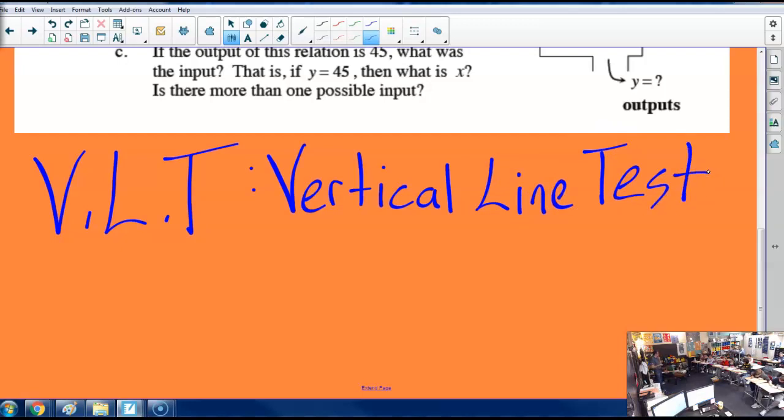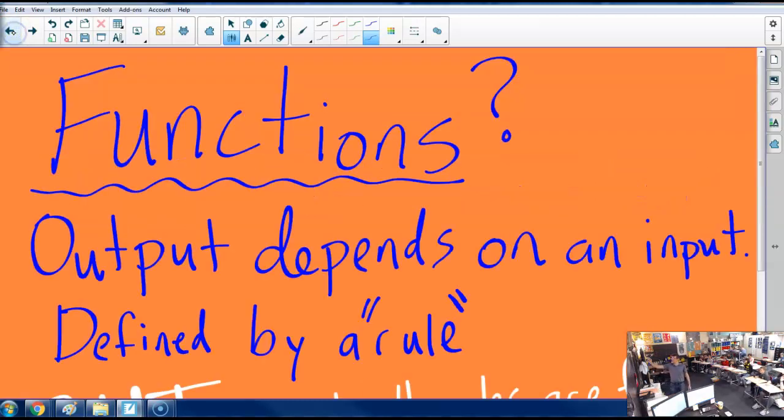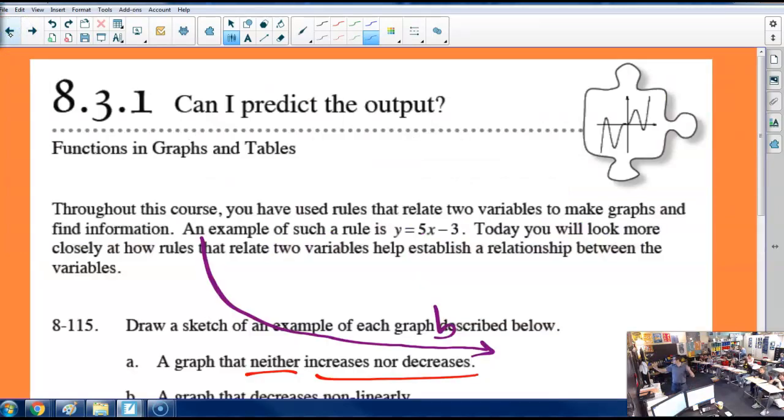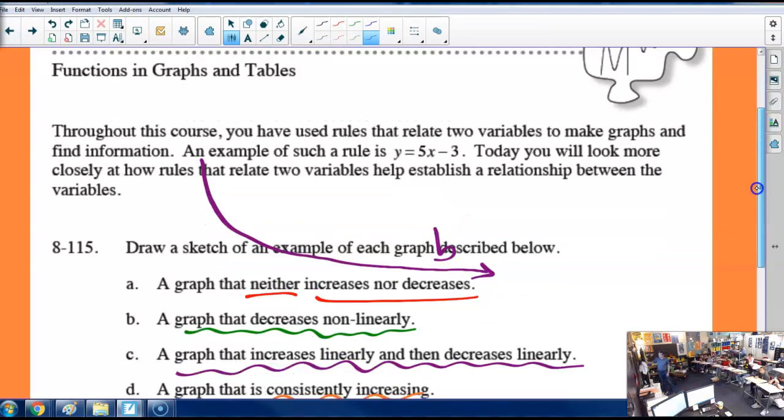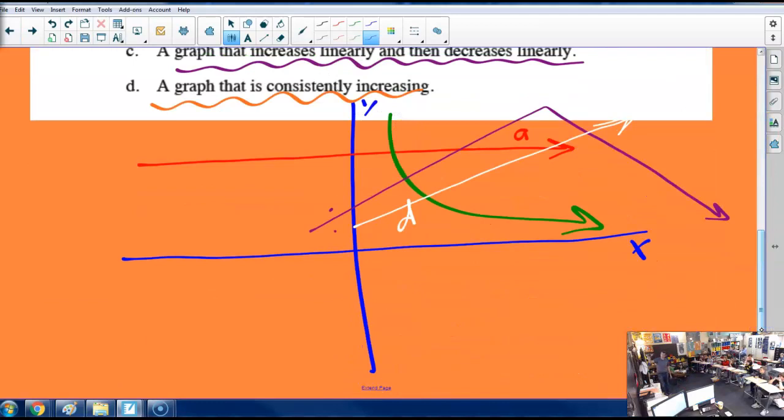Now I'm going to tell you the end. This is the end, and then we're going to piece in how we get there. The VLT, just making sure that we get there, because I only have 13 minutes left, is the vertical line test. This is how we determine if something is a function. What that means is if I look at a rule and I draw a vertical line through it.